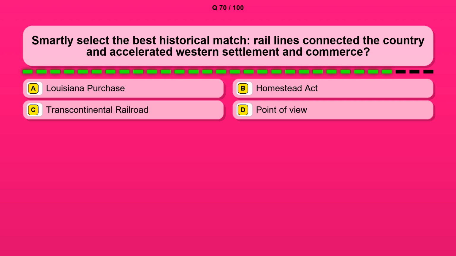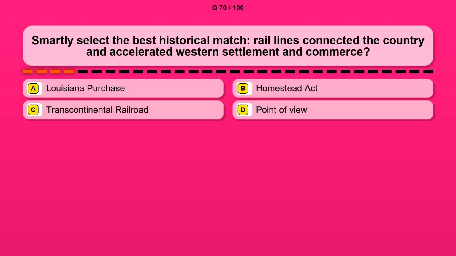Question 70. Smartly select the best historical match. Rail lines connected the country and accelerated Western settlement and commerce. Option A, Louisiana Purchase. Option B, Homestead Act. Option C, Transcontinental Railroad. Option D, Point of View.